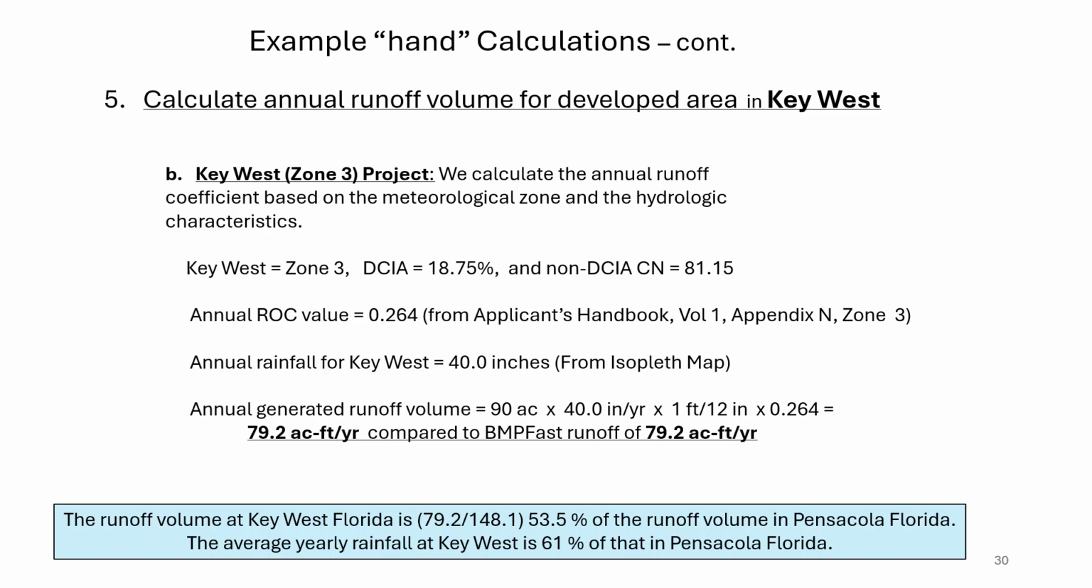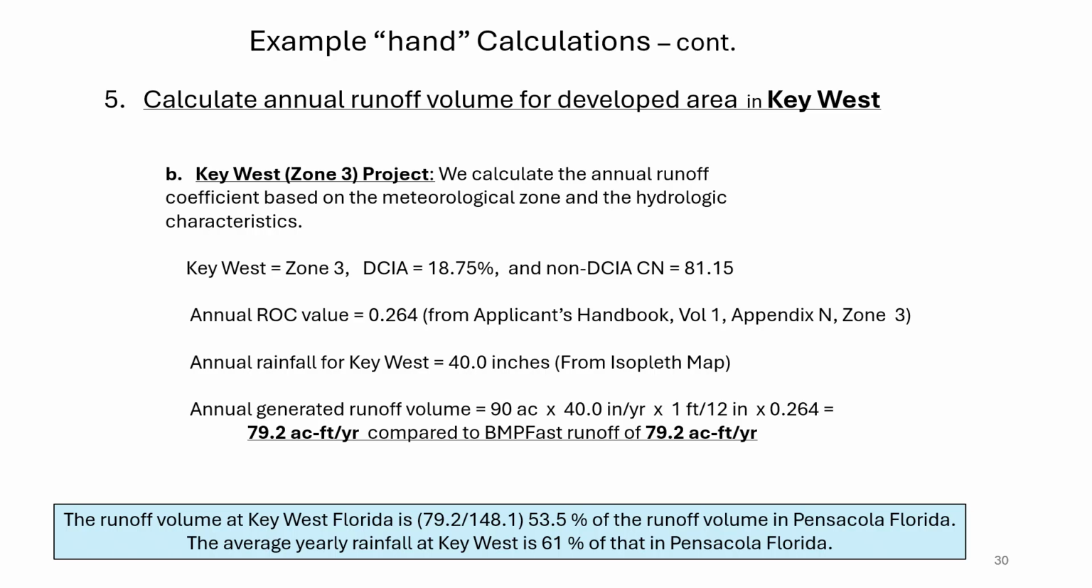Using these figures, we can calculate the annual generated runoff volume. Taking the 90 acres, multiplying by 40.0 inches of rain per year, converting inches to feet, and then multiplying by our runoff coefficient of 0.264. This gives us an annual runoff volume of 79.2 acre-feet per year. It's worth noting that this result precisely matches the runoff volume calculated by the BMPFast software, demonstrating its accuracy and efficiency for these types of computations.